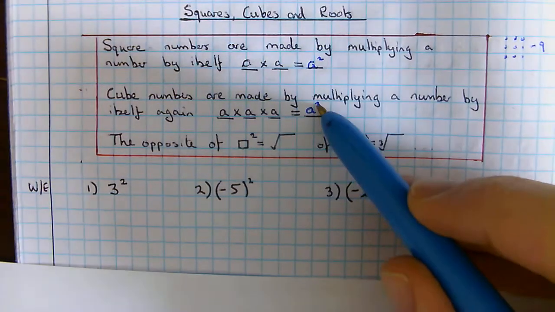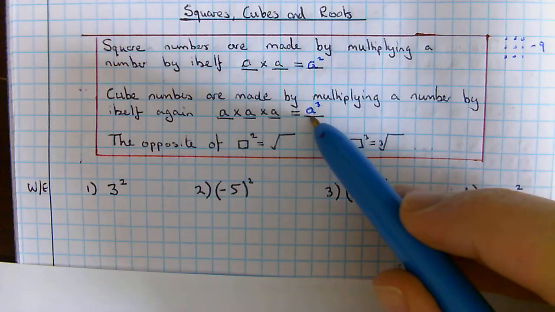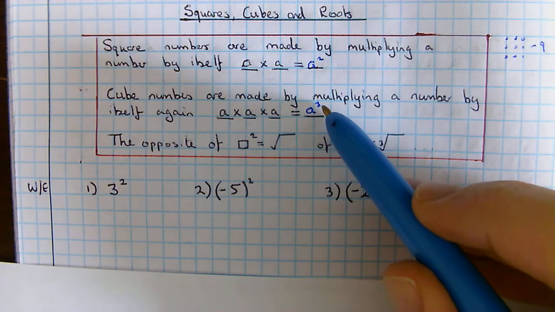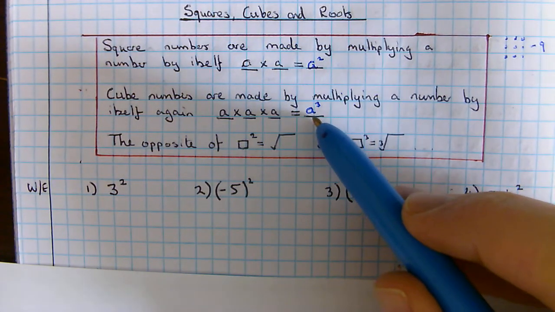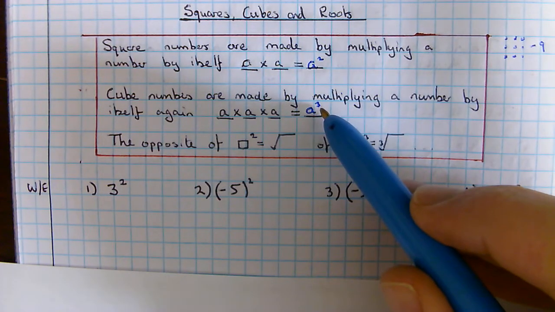And this number tells you how many times you multiply the base by itself. This is your power, this is your base. The power tells you how many times you multiply the base by itself.